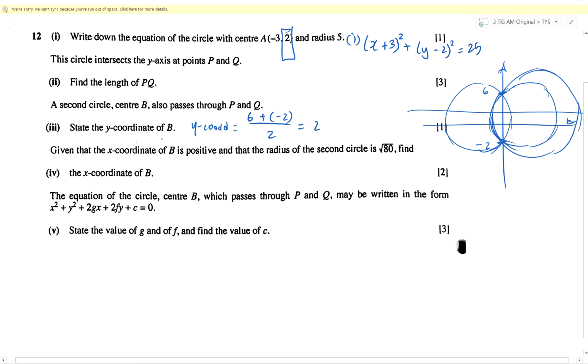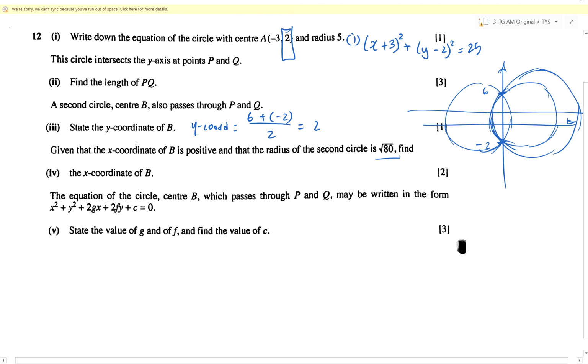Now they tell us that the x coordinate of B is positive, meaning the circle B largely lies on the right hand side because the x coordinate is positive. They tell us the radius is √80. Find the x coordinate of B. Okay, we have quite a number of options that we can do, but how do you know which is P, which is Q? It doesn't matter. It doesn't matter.